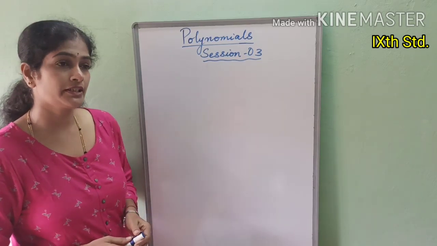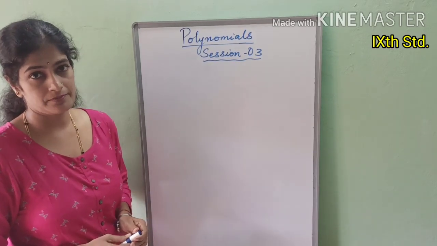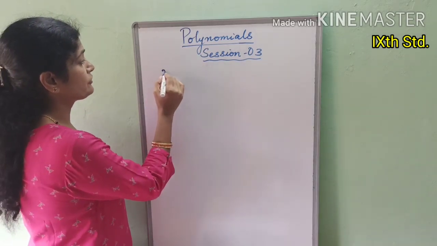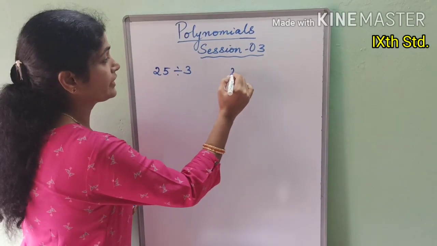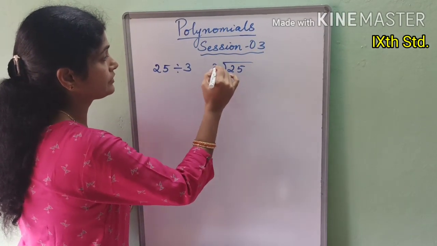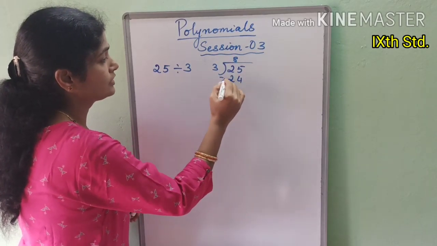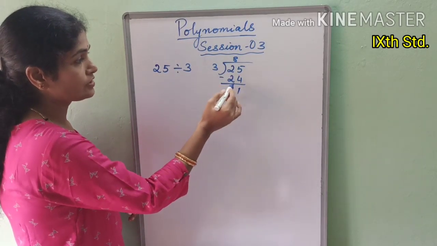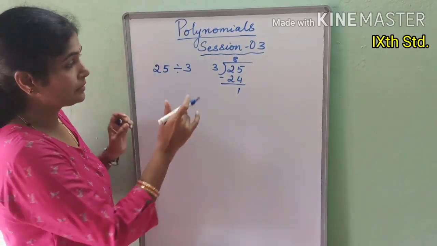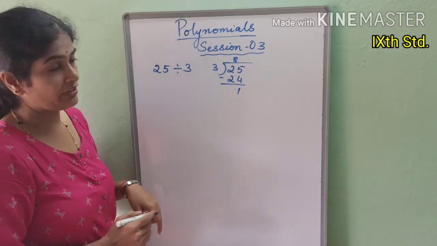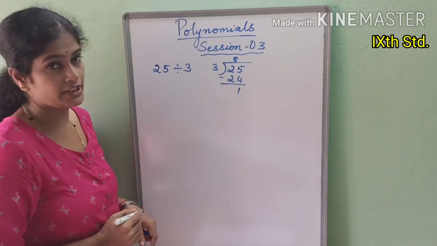Before studying the Remainder Theorem, we'll recollect how we have learned to divide two numbers. Suppose we take number 25 divided by 3. 3 eights are 24, and 1 is left. So 3, 8, 25 and 1 are four numbers which you know how to relate. What is this 3? This 3 is the divisor, 25 is the dividend, 8 is the quotient and 1 is the remainder.